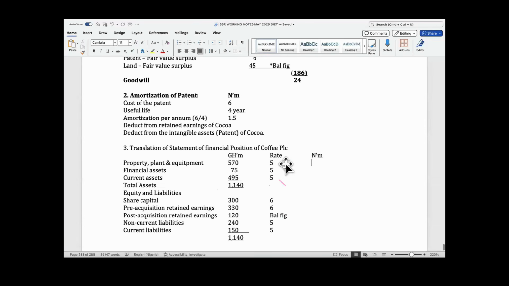So what's 570 divided by 5? 114. 15. How about this one? 99. Yes.